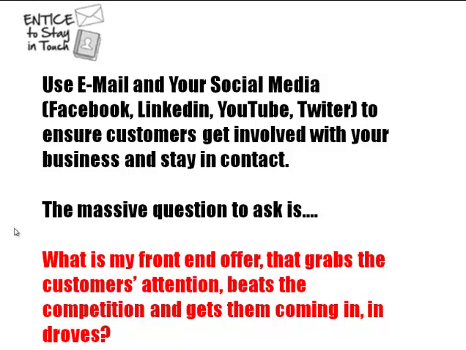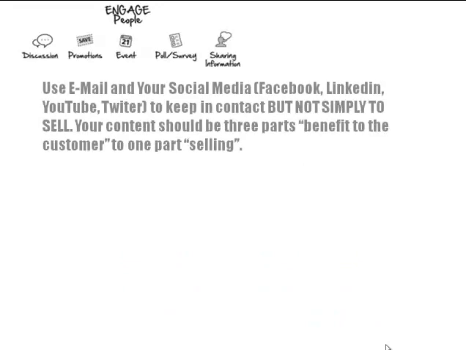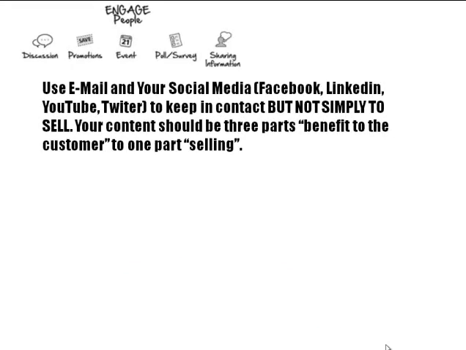After that, you then use email and your social media, so Facebook, LinkedIn, YouTube, Twitter, etc., to keep in contact, but not simply to sell. Because if all you're doing in your emails is selling, which is what most business owners we deal with initially, that's what we see, then you're not going to retain your customers. They'll get really tired of your sales emails. So your content should be 3 parts benefit to the customer to 1 part selling. That's a broad rule of thumb that Luke and I apply.